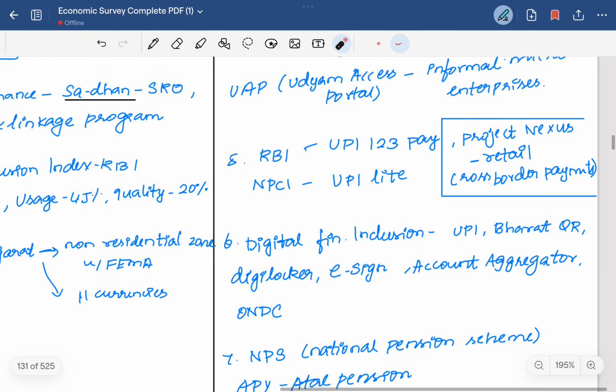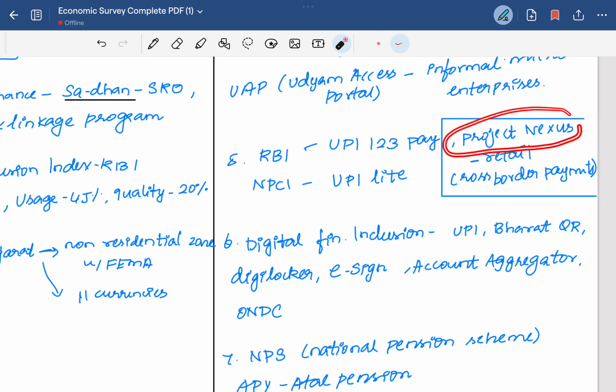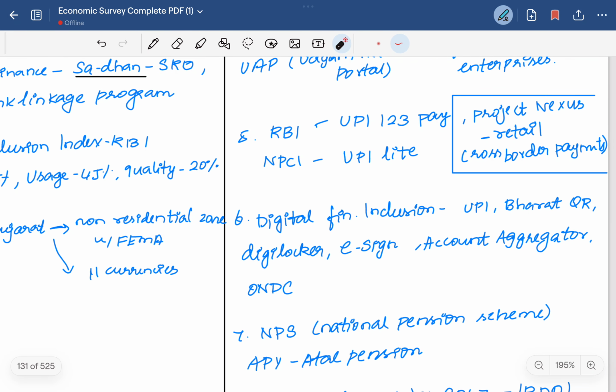Then the Project Nexus is a retail cross-border payment system which the RBI has recently joined. Some of the other countries, like Asian countries like Singapore, Malaysia, have also joined in this Project Nexus, so that it will be easier for retail cross-border payments, also including remittance payments and other transfers.